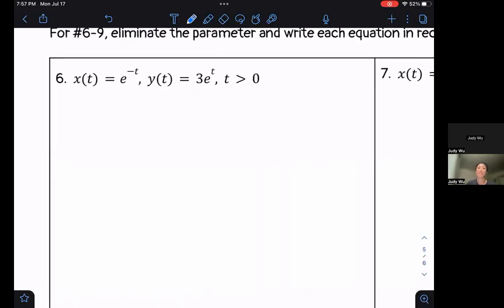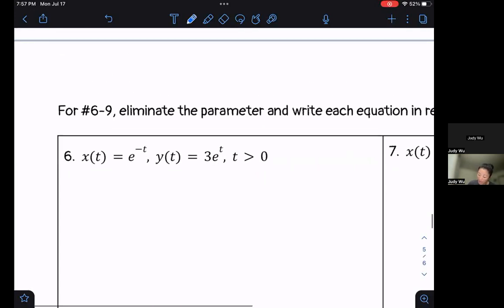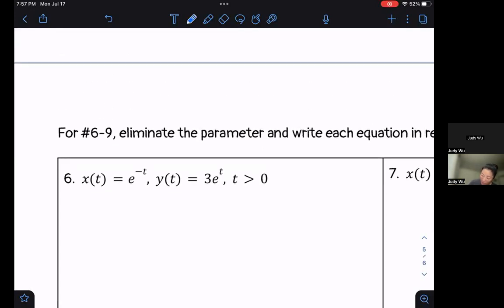Let's start with number 6 here. I want to get rid of the t's, that's sort of my end goal. But this is a good chance to remind ourselves of what it means to have a negative exponent. If I had x to the negative 2, that's really 1 over x squared. And if we had x to the negative 7, that's really 1 over x to the 7.